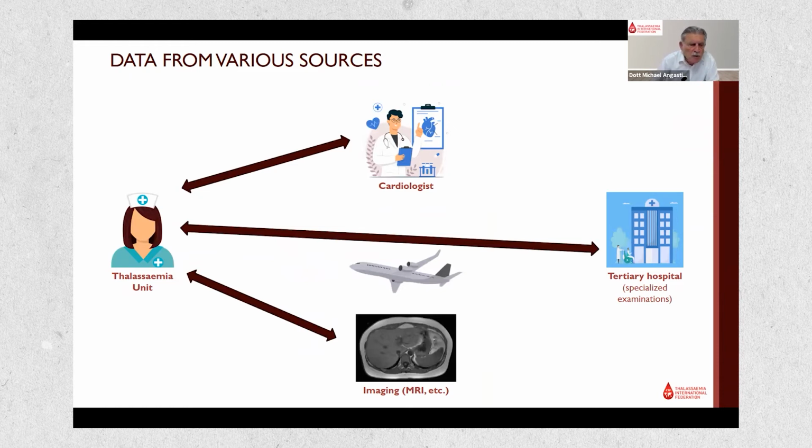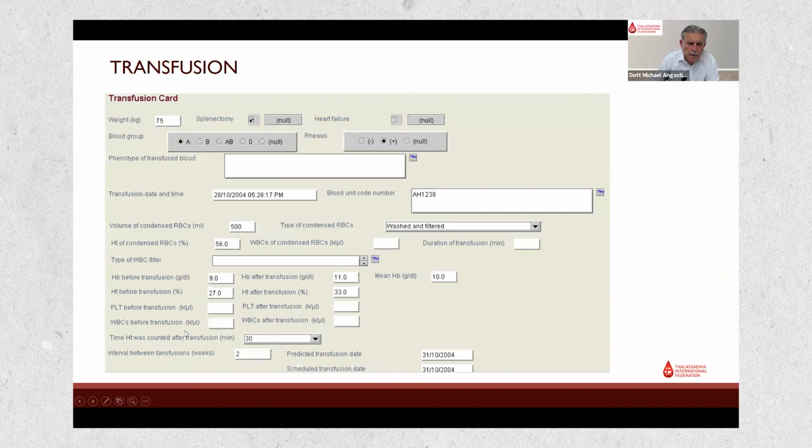They will come to the Thalassaemia Center from specialized examinations in a tertiary hospital, from specialists like the cardiologist, the endocrinologist, the liver specialist, laboratory data, including images, all converge and are collected in the medical record within the Thalassaemia Treatment Center.